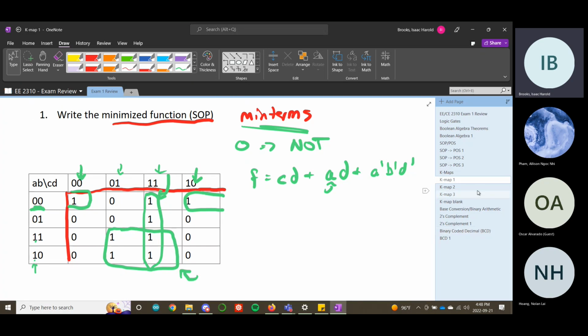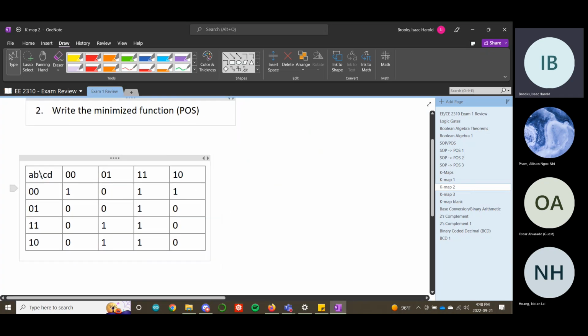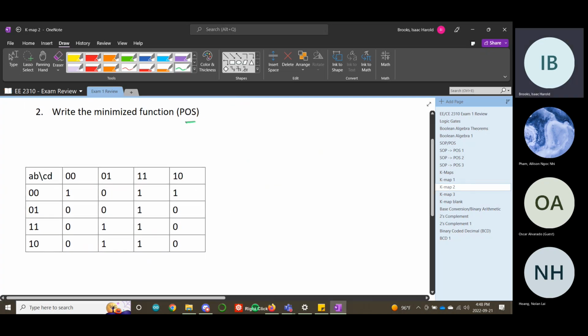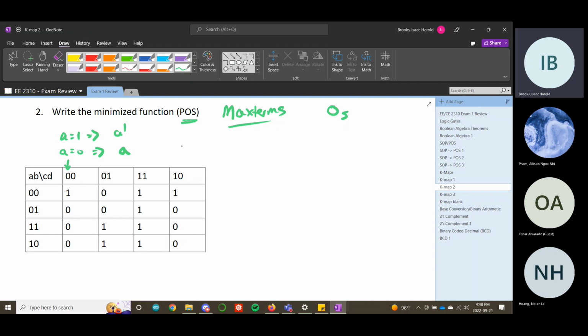Next, this was SOP. Next, we could do the same thing in POS. This is the same function. When we're doing POS, this is going to be max terms, right? Max terms. So we're looking for zeros. And anytime we see that A is 0, that will be A. And where A is 1, it's going to be an A naught. And remember, things are going to be ORed together. This is product of sums. This is what we're going to be looking for.